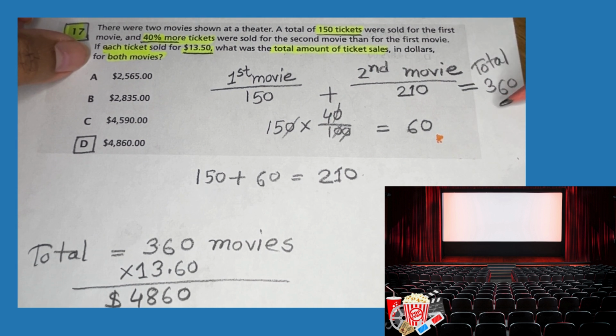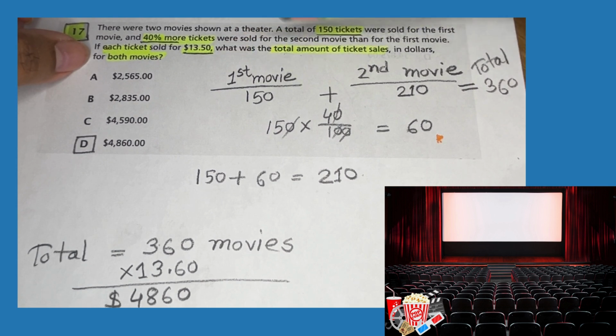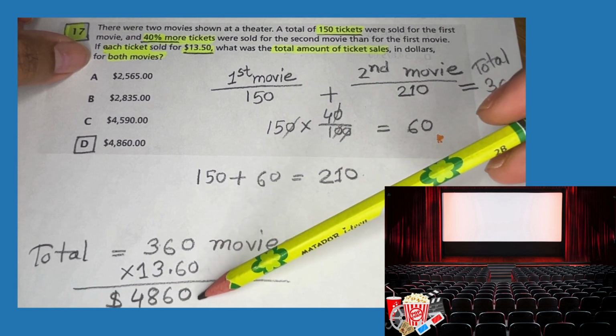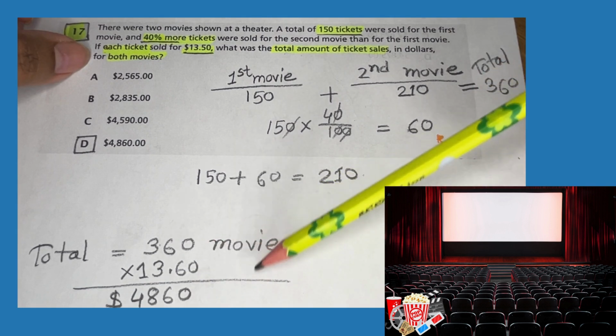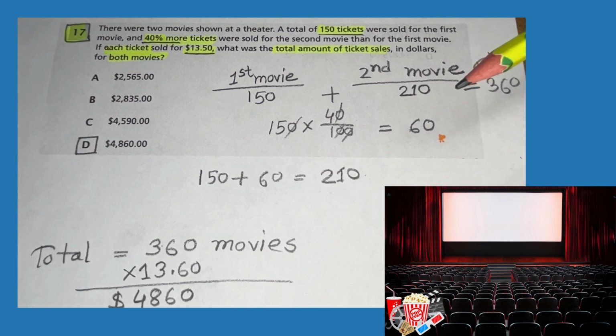All right, so we know that each ticket sold for $13.50. We need to figure out the amount of ticket sales in dollars for both movies, so we'll multiply, then $4,860, that is the total for both movies. So our answer will be D. All right.